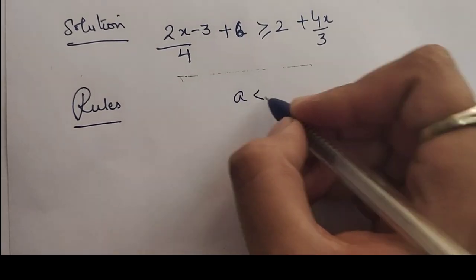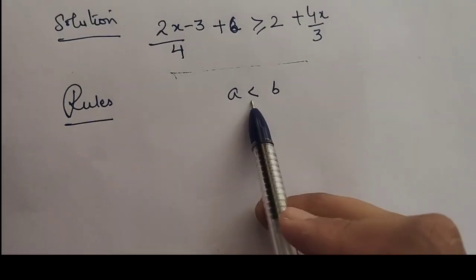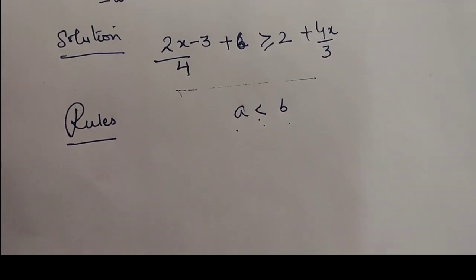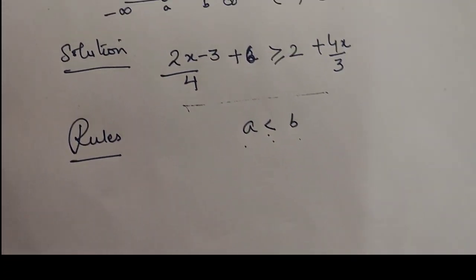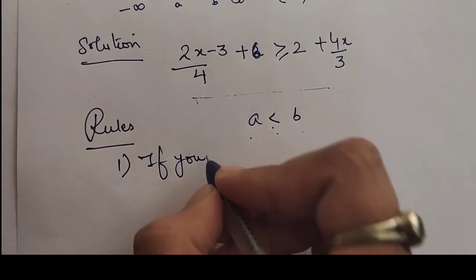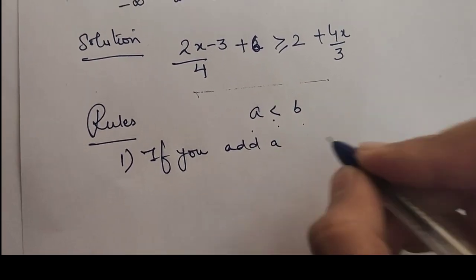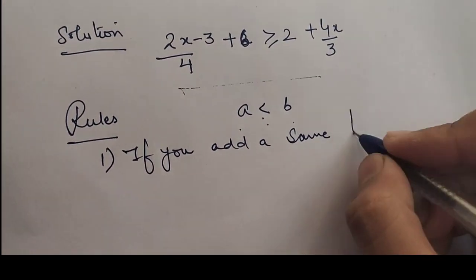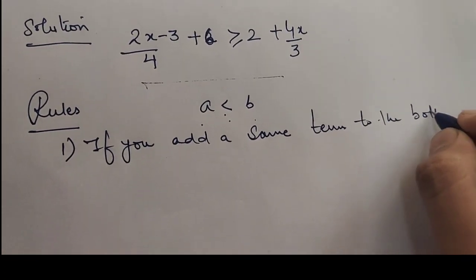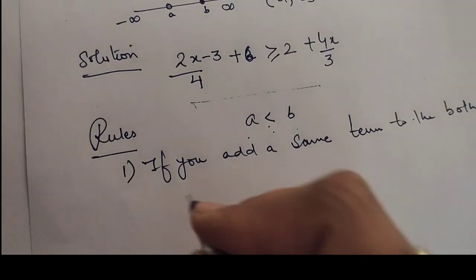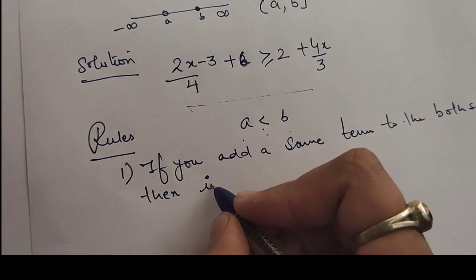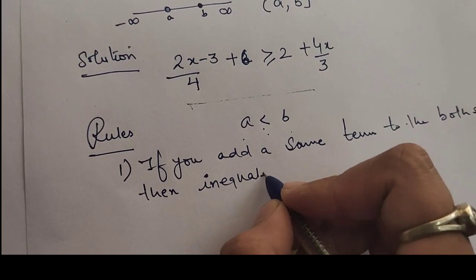Rules: suppose a is less than b. If you add the same term to both sides, then the inequality remains the same.